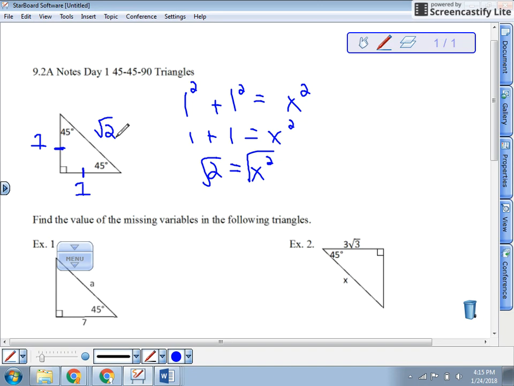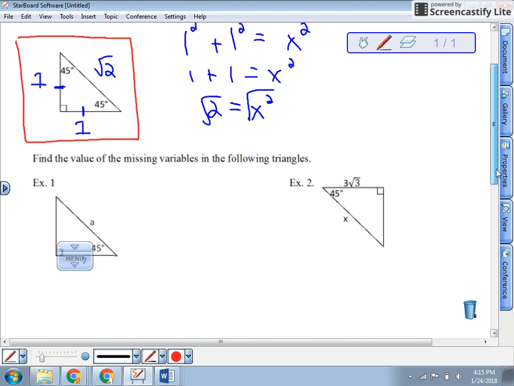So why is that important? Because when we're solving for 90 degree right triangles, the 45-45-90s, we always want to compare it to the most simple form of 45-45-90. So now that we know those are the values, let's take a look at some examples.